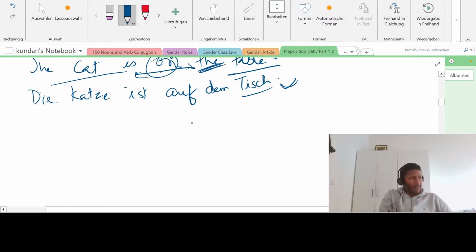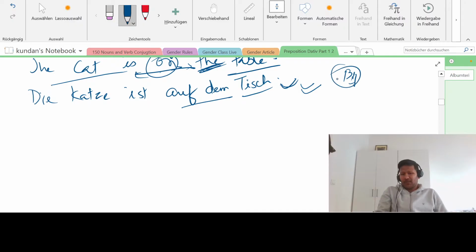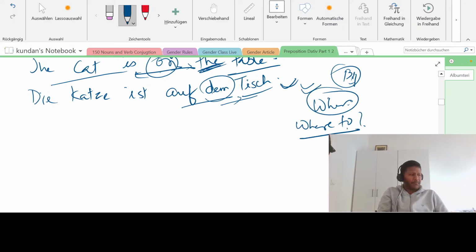And I'm telling you with surety that there are many people who are making mistakes with this, even if they have crossed B1. Forget about A2. People keep making mistakes because they don't understand the difference between wo and wohin. Wohin says the movement, wo is location, right? All right, I see there's no question in the chat.